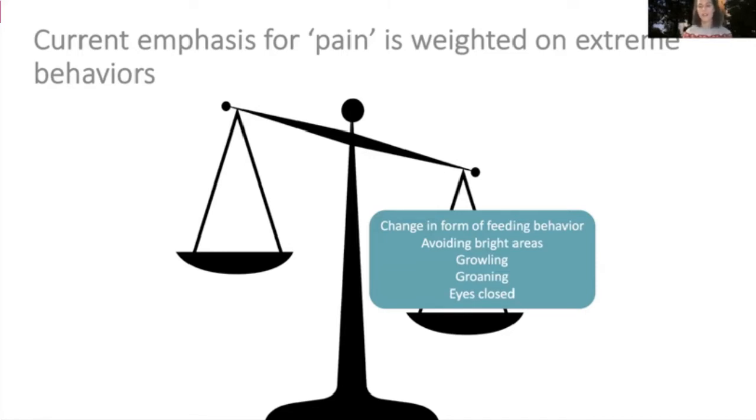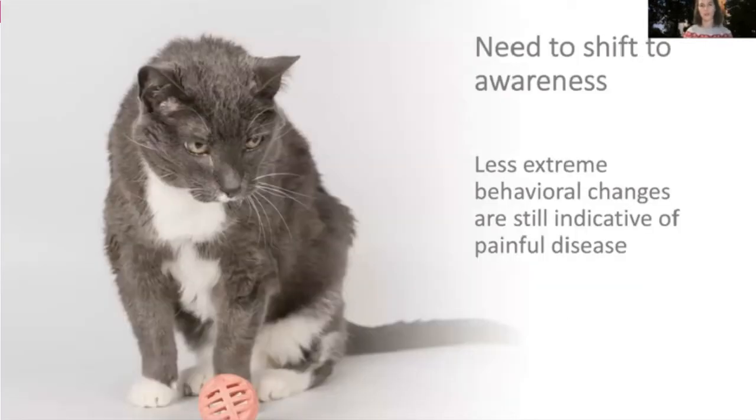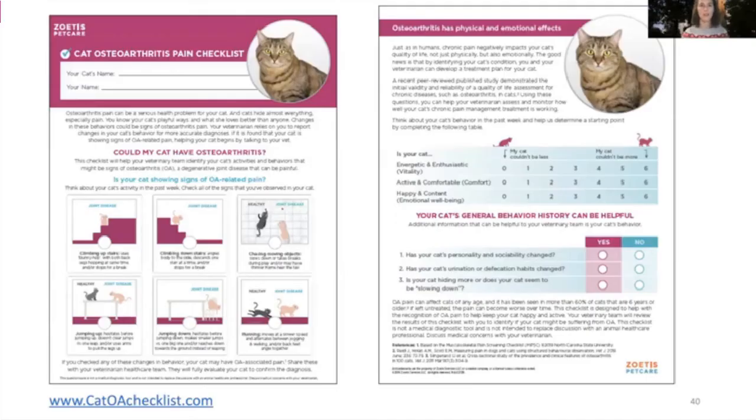They're missing a lot of the chronic pain signs because they don't know that that's what they're supposed to be looking for. So we have to help shift their awareness toward these less extreme behavioral changes that are still indicative of really painful disease. So how can we do that? Well, there's some tools out there.